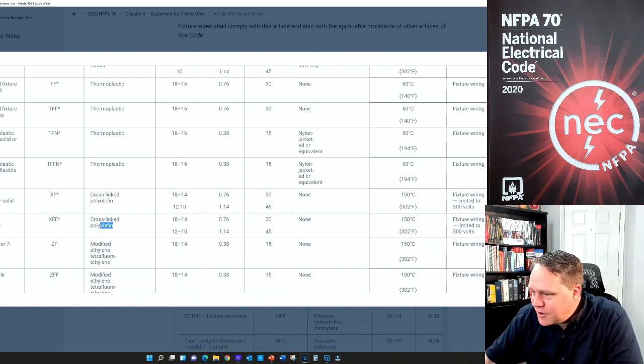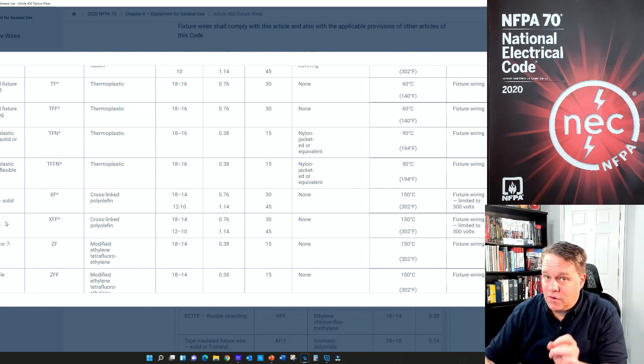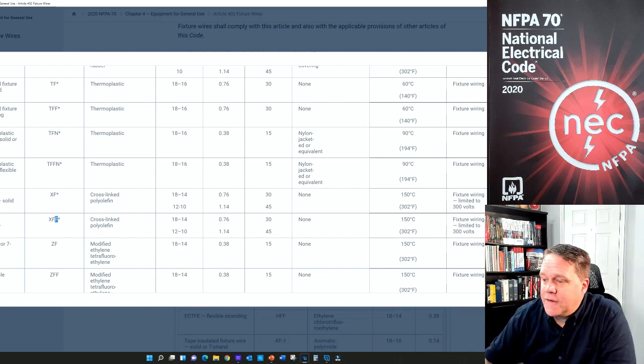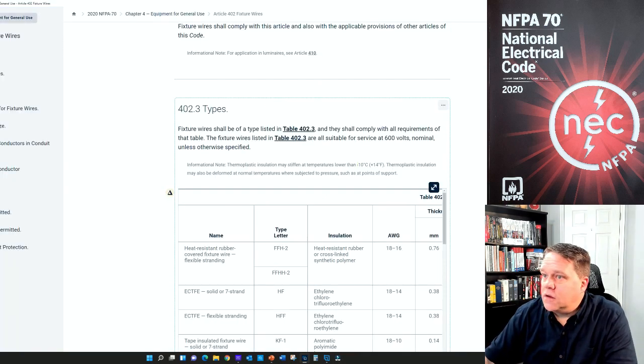Is that spelled right? Polyolefin. Interesting. I have never heard the word polyolefin in my life. So, maybe it's not polyethylene. I've always thought it was cross-linked polyethylene. FF is going to be what? Fixture wire that's flexible.